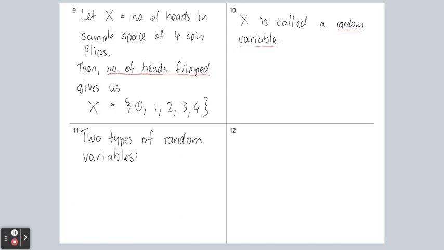I'll zoom out now and I'll talk to it. So this is your key new word for this year, random variable. X is called a random variable.